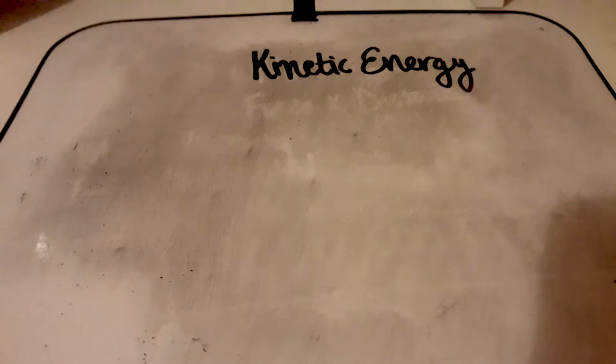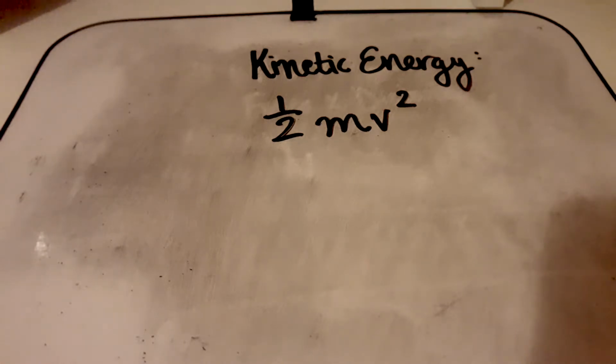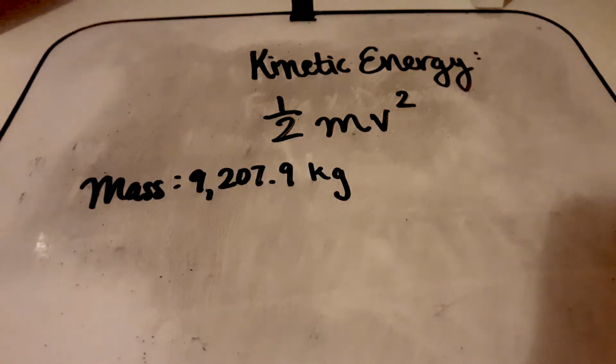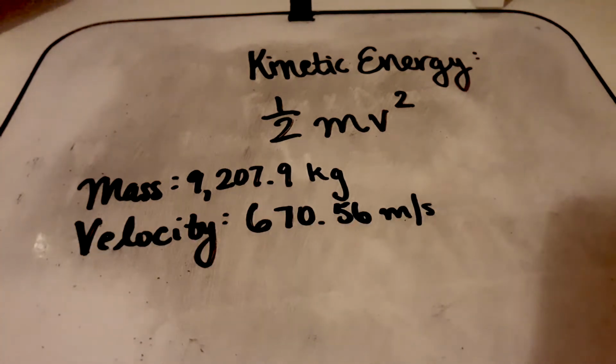Now the next topic that we're going to be doing is kinetic energy. The formula for that will be 1/2 of mass times velocity to the second power. For that one, we're going to use a problem of the F-16 fighter having a mass of 9,207.9 kilograms and a velocity of 670.56. This information is already provided to us, but we just have to figure out the kinetic energy.